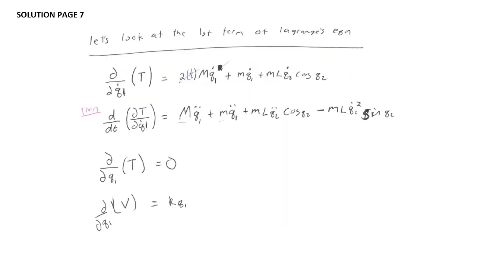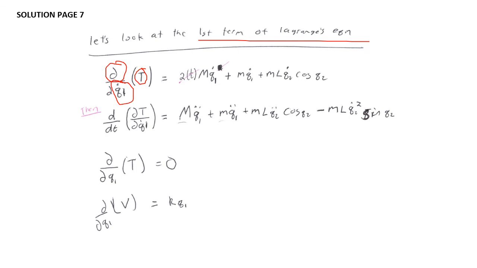So next, let's look at the first term of Lagrange's equation. This is a pretty long and involved equation here. We're going to do it term by term, solve them each separately, and we'll combine at the end once we've simplified. So we have the partial with respect to q1 dot of our kinetic energy T. Let's take a look at that there.